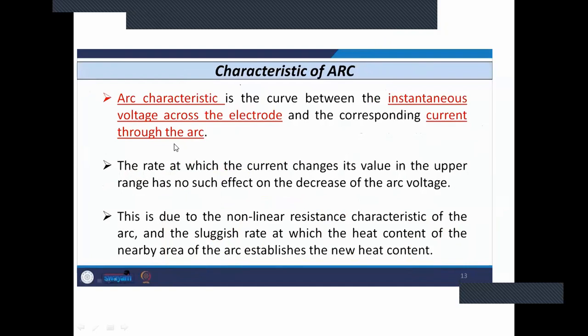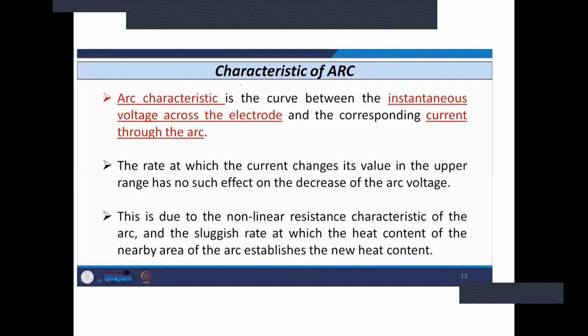The arc characteristic is a curve between the instantaneous voltage across the electrodes and the corresponding current through the arc. The rate at which the current changes its value in the upper range has no such effect on the arc voltage. This is due to the nonlinear resistance characteristics of the arc and the sluggish rate at which the heat content of the nearby area of the arc establishes the new heat content.